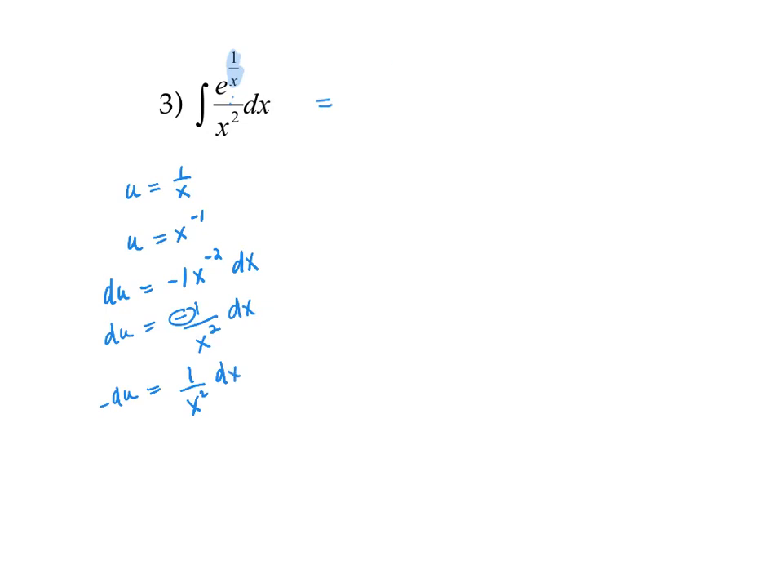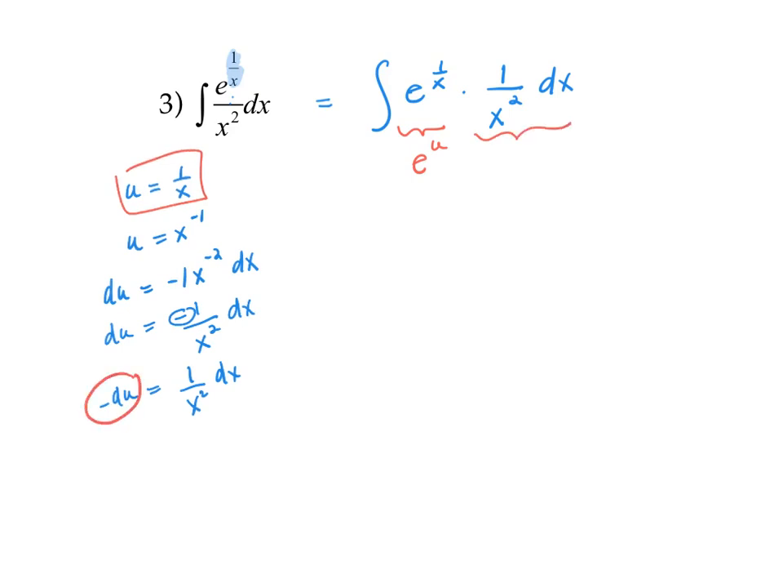Okay, so check this out. If I rewrite this integral as e to the 1 over x times 1 over x squared dx, I just split that fraction into a product, okay? I'm doing this to help you see that substitution. So e to the 1 over x becomes e to the u power because u is equal to 1 over x. 1 over x squared dx is equal to negative du.